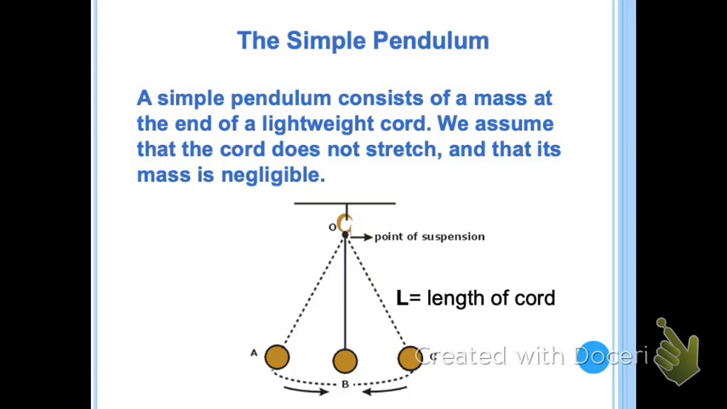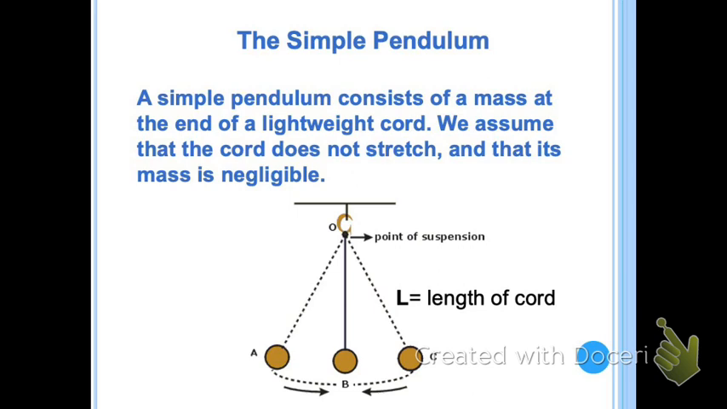So let's look at pendulums. Pendulums are any sort of system that has some sort of mass hanging on the end of a cord. There's a couple assumptions we make about pendulums, and the first of which is that the cord itself shouldn't stretch. Any idea why that might be? Why is it important that the cords of these pendulums don't stretch?